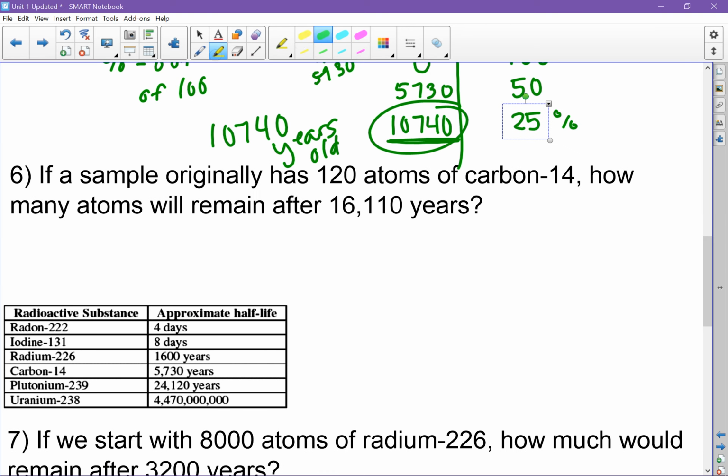Alright, if I look at the next question, here's an amount of the substance, and here's a time number. Okay, so we can set up our T-chart with that. We've got the time, we've got the amount of the substance.